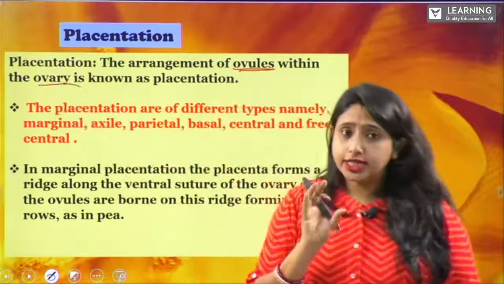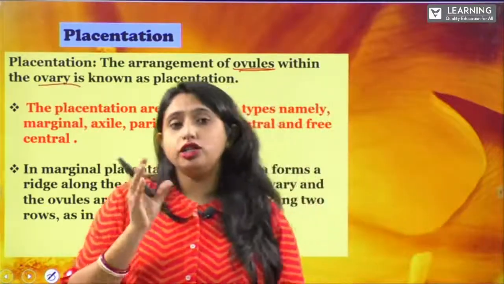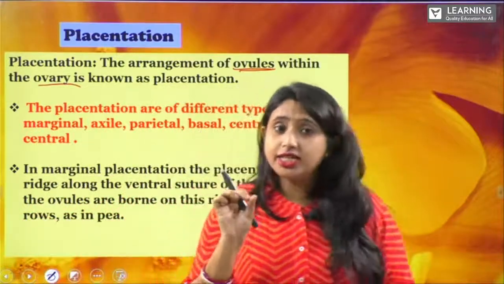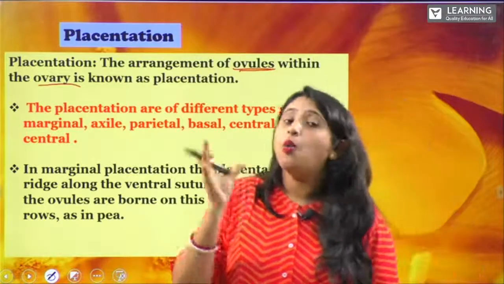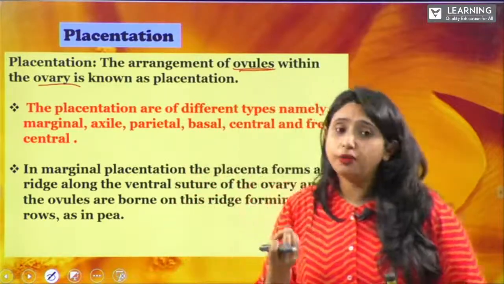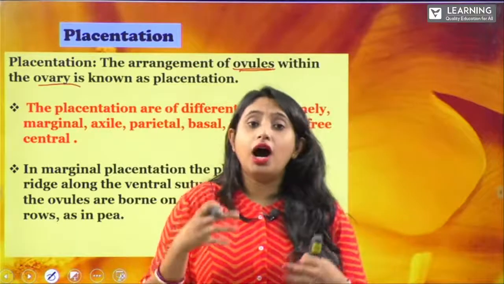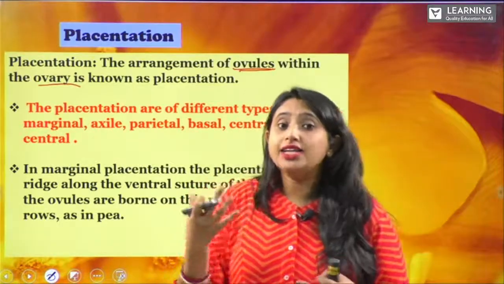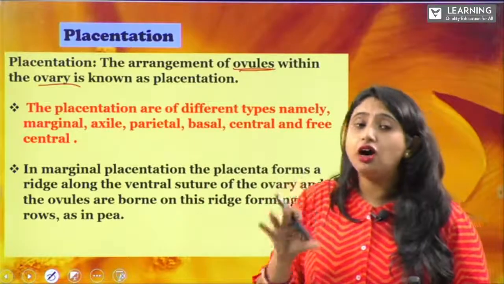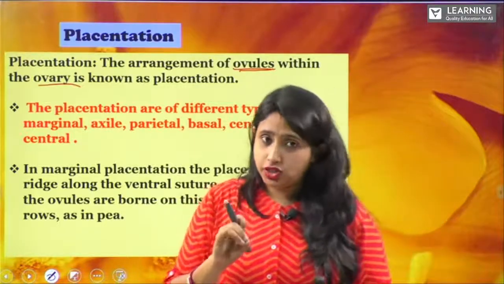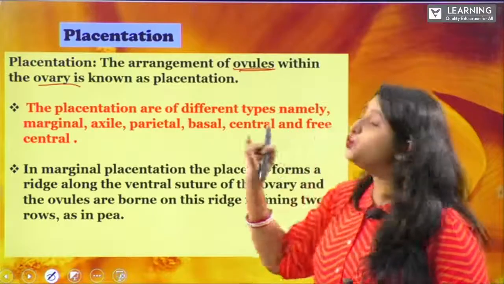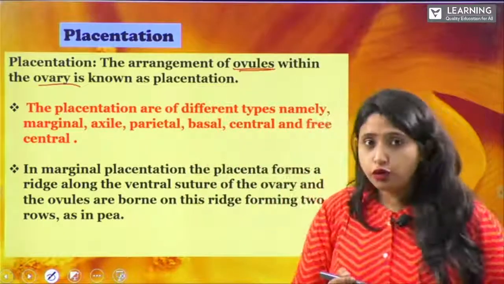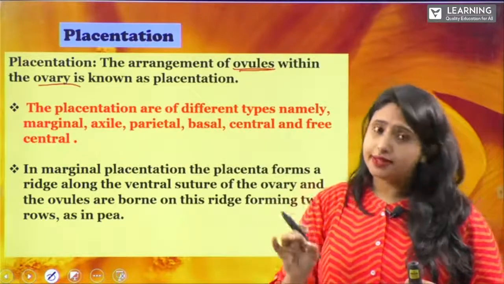Have you ever seen a tomato? Take a tomato and cut it into two pieces. You will see the seeds inside the tomato. These are formed from the ovules. How they are arranged in the tomato is called placentation, that is, how the ovules are arranged within the ovary.